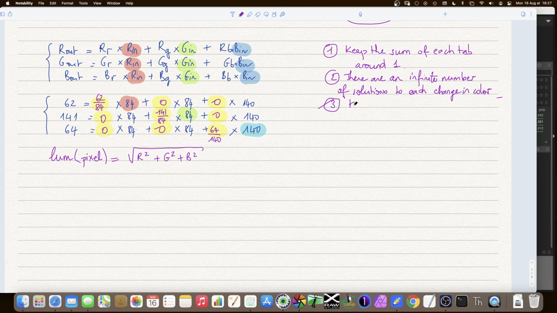keep an eye on what is happening to the other colours.